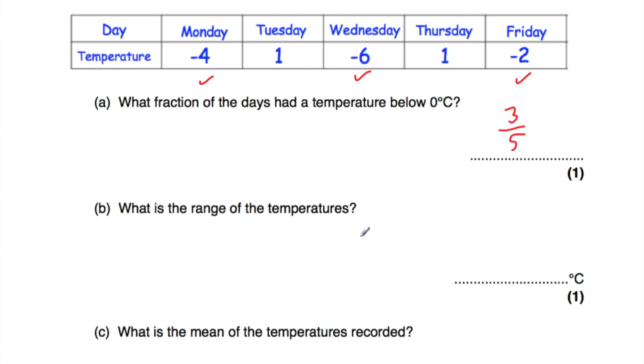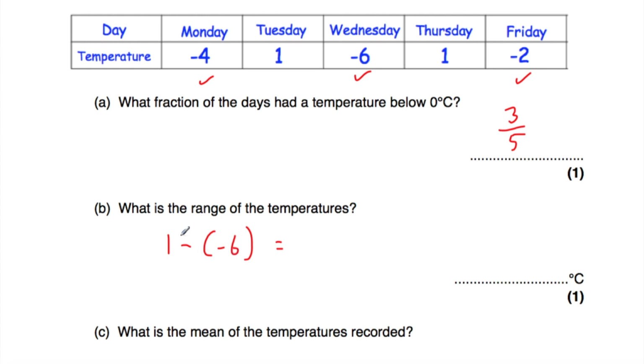Okay, part B. Part B says, what is the range of the temperatures? So to find the range, we do the largest value subtract the smallest value in a data set. So if we have a look at these temperatures, the highest temperature would be 1 degree Celsius, and it happens twice, so it's also the mode, but the highest temperature is 1 degree Celsius, and the lowest temperature is -6 degrees Celsius.